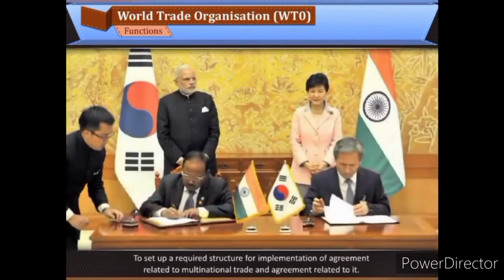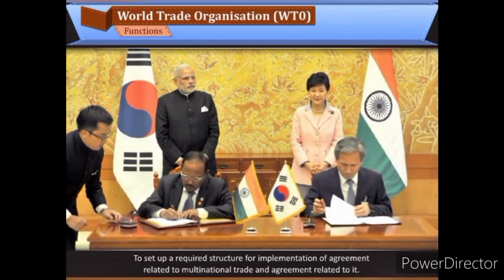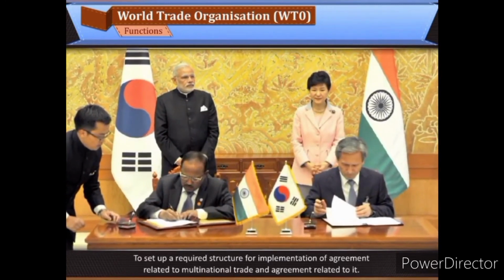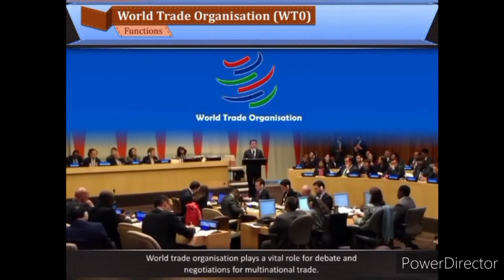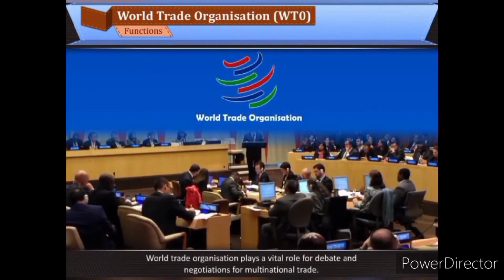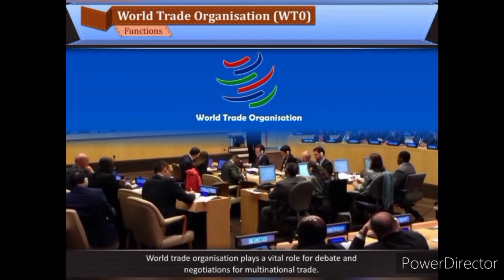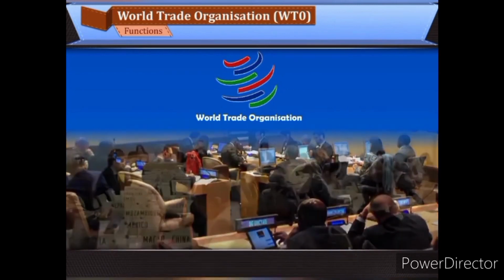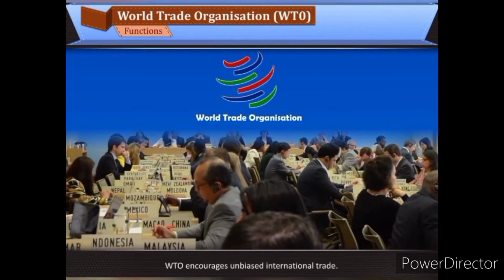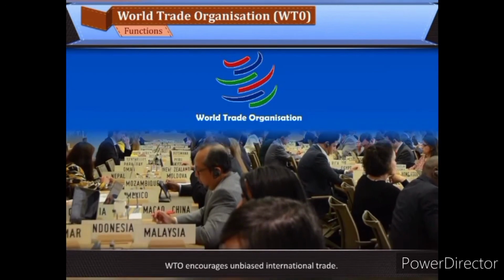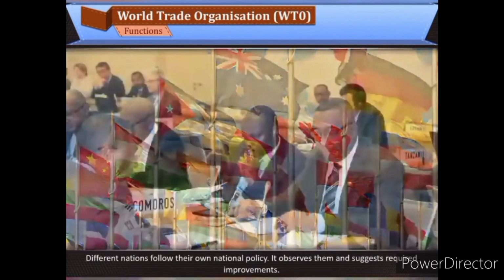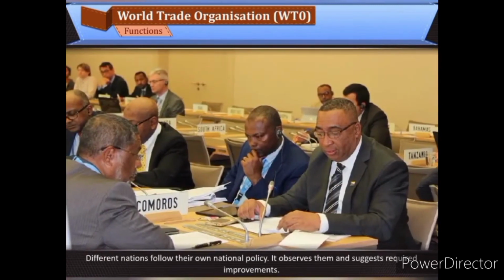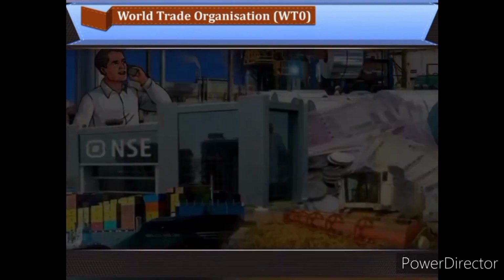Functions: to set up a required structure for implementation of agreements related to multinational trade. The World Trade Organization plays a vital role in debate and negotiations for multinational trade. WTO encourages unbiased international trade. Different nations follow their own national policy. It observes them and suggests required improvements.